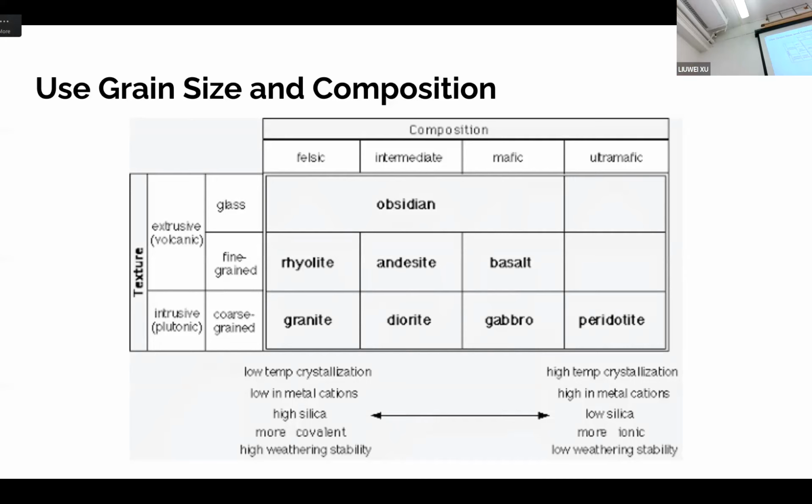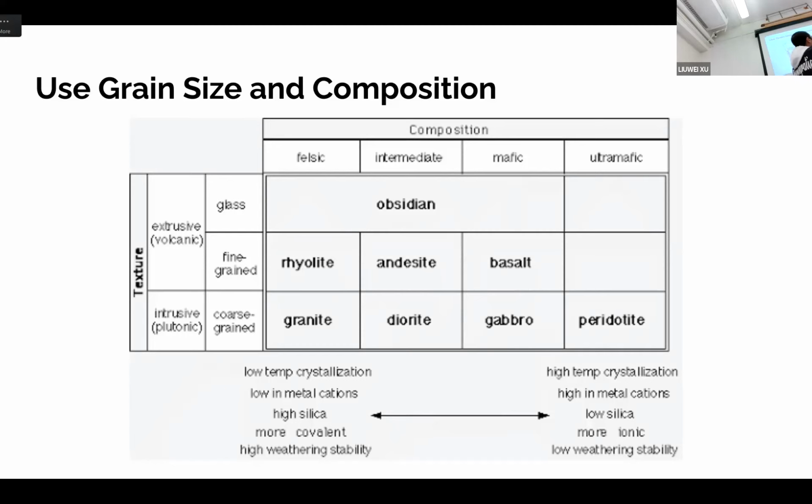And then take a look at the color of the samples. If the color is light, it should belong to one of these two because it's felsic. If it's dark in color, it should belong to one of these two because it's mafic. If the color is between light and dark, it should belong to one of these two.